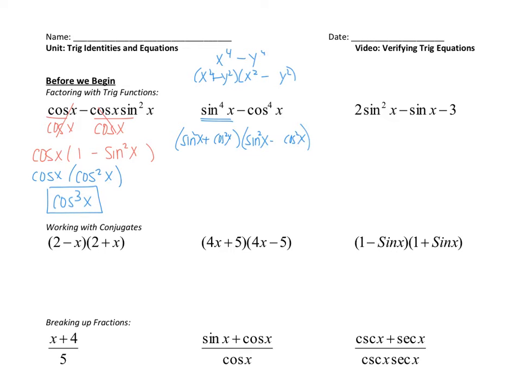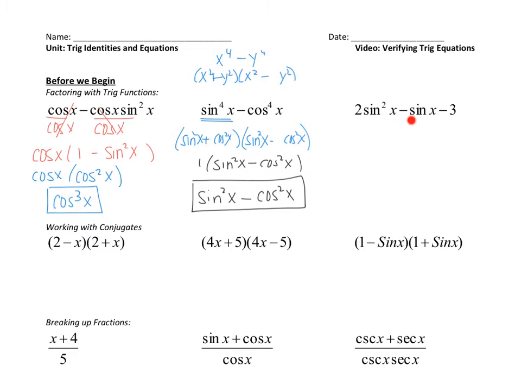Now, if you remember correctly, cosine squared plus sine squared is equal to 1. So this is 1 times sine squared x minus cosine squared x. And 1 times anything is just itself, so the final answer is sine squared x minus cosine squared x. That would be our final answer.